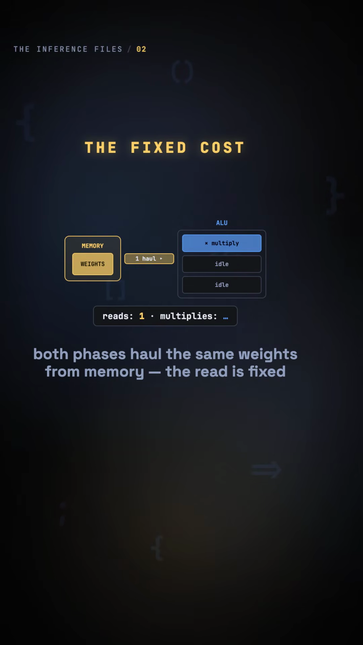Start with what both phases share. The model's knowledge lives in a giant pile of weights sitting in memory. To run even one layer, the chip must haul that whole pile out of memory over to its math units. That haul is slow, the math itself is fast, and crucially both phases pay the exact same haul. So the only thing that can differ is how much math you squeeze out of each load.